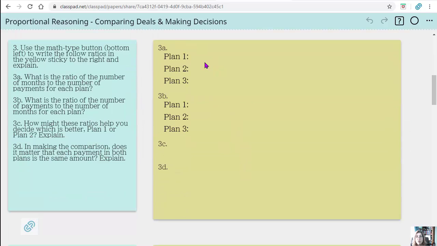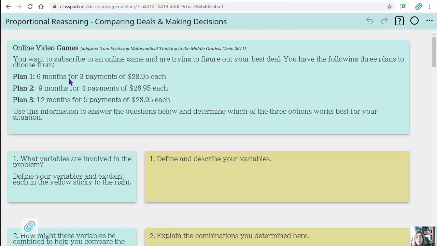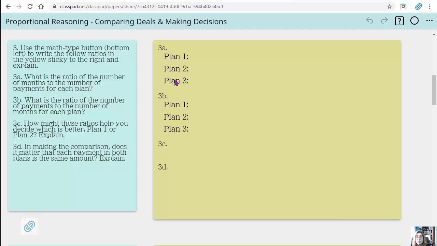Here's where they're going to actually kind of start comparing the ratios. So they're going to be looking at the number of months to the number of payments. So that would be, for example, 6 to 3, 9 to 4, 12 to 5. And so then can we make a unit rate and compare unit rates? Which one, if you're basing on per month payment, which one's a better deal? That might be a decision. Which one's a better per year plan? All of those things come into play. So now they're really starting to look at the different ratios in different ways and compare.